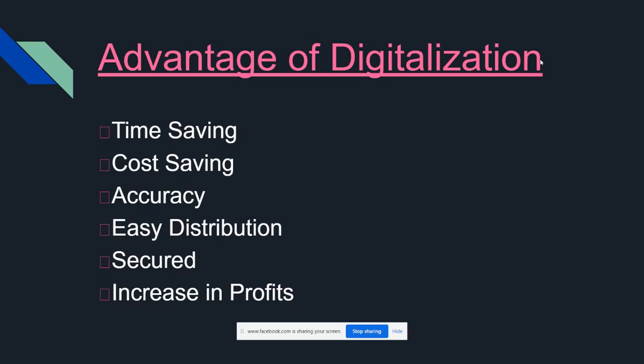Third is the accuracy. When you are using a digitalization tool, whether you're compiling data or doing a proposal, or making changes in the product, the risk of errors is low, and that is all we require. Easy distribution: when you are trying to promote or give information, you can give it through mail or through social media pages, which is really easy and gets the attention of consumers to come to your website and your product.